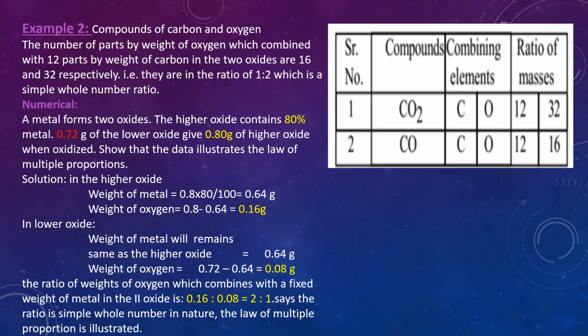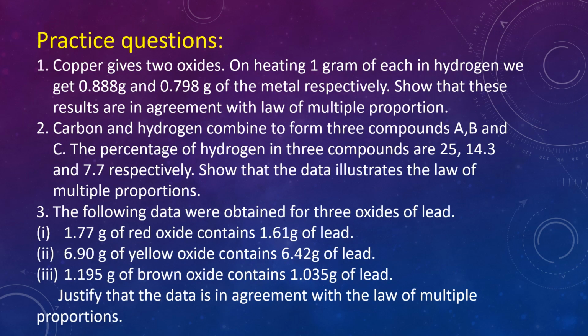Now coming to the lower oxide. In lower oxide the metal is the same, that is 0.64 gram. But the weight of oxygen is now, because the weight of the lower oxide is 0.72 gram, 0.72 minus 0.64, it comes to be 0.08 gram. Now the ratio of oxygen in first, that is 0.16, and in second it is 0.08, that is 2 is to 1. So it proves the law of multiple proportion as they are in simple whole number ratio.